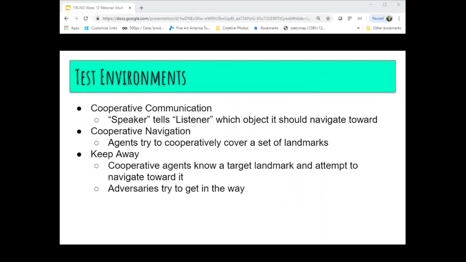The cooperative agents, there's a set of them, they all know a target landmark and they all try to navigate towards it. But the adversaries, which are also a number of those agents, try to get in the way and prevent the cooperating agents from reaching their goals. So each one of them has a different goal they're trying to optimize for, and they are all learning these things at the same time.